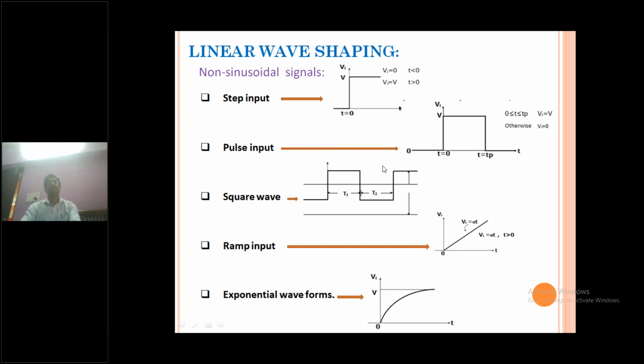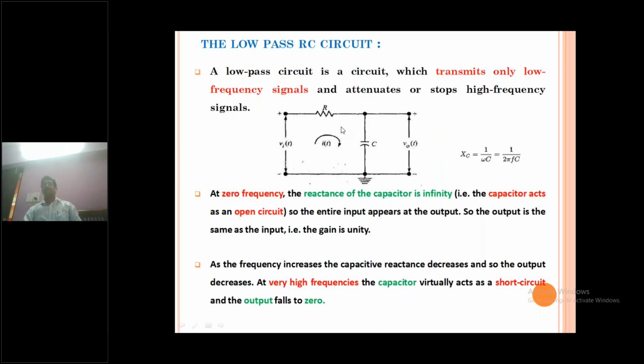What are the linear circuits? The first one I'm going to discuss is the low pass RC circuit. Why does it get this name? A low pass RC circuit transmits only low frequency signals. How much of the frequency band is transmitted depends on the lower cutoff frequency and upper cutoff frequency. Generally, for a low pass filter, bandwidth is the upper cutoff frequency minus the lower cutoff frequency.